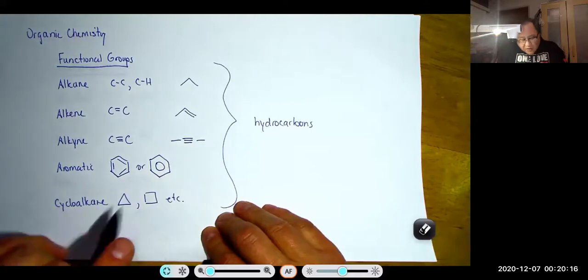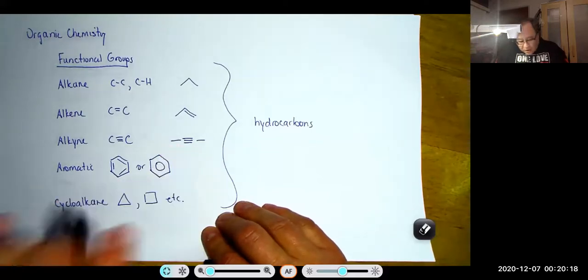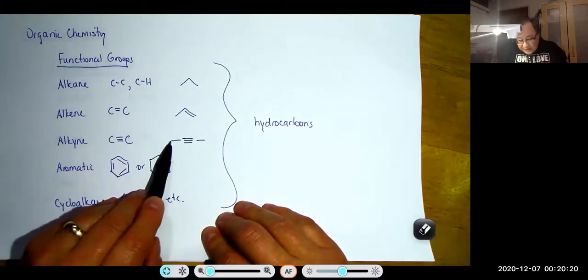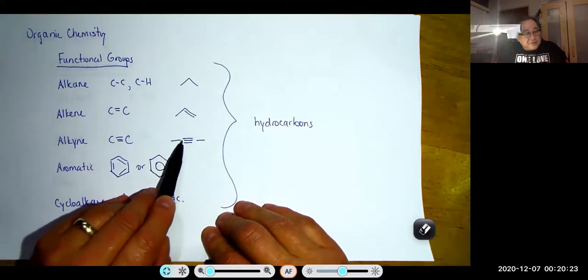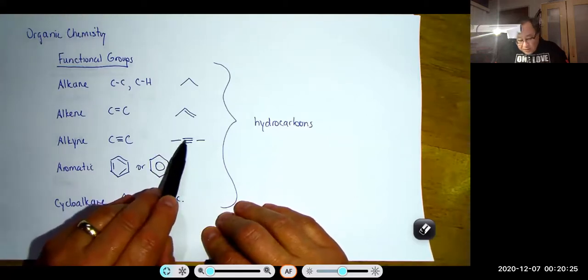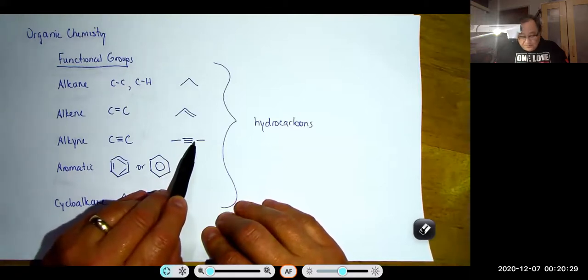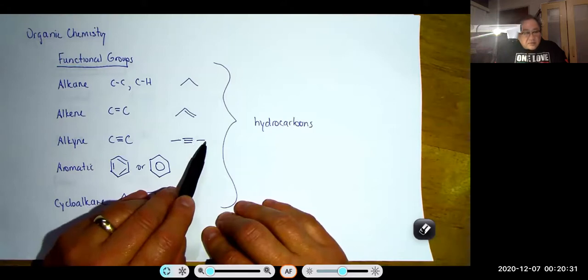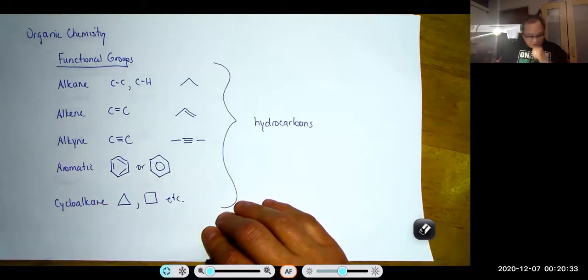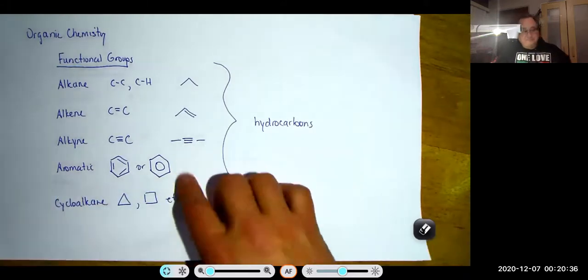How many carbons are in this structure? Well, there's a carbon here that's singly bonded to a carbon here. So that's 2 carbons. That's triply bonded to a carbon here. So that's 3 carbons. And that one's singly bonded to a carbon here. So that's 4 carbons. So there's 4 carbons shown there.